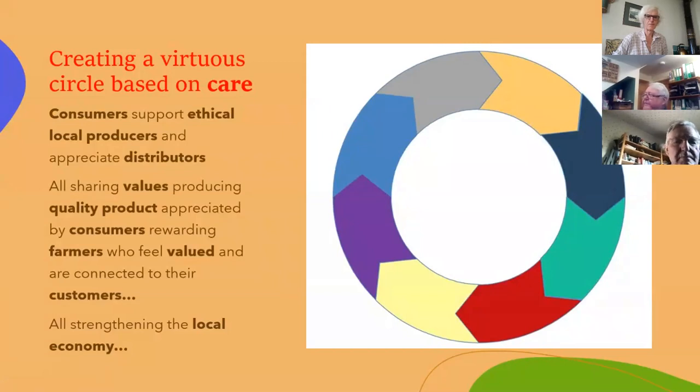Look at the headlines: consumers, ethical producers, sharing value, quality product, consumers, farmers feel value, customers connect, and all of these things build the local economy incrementally.